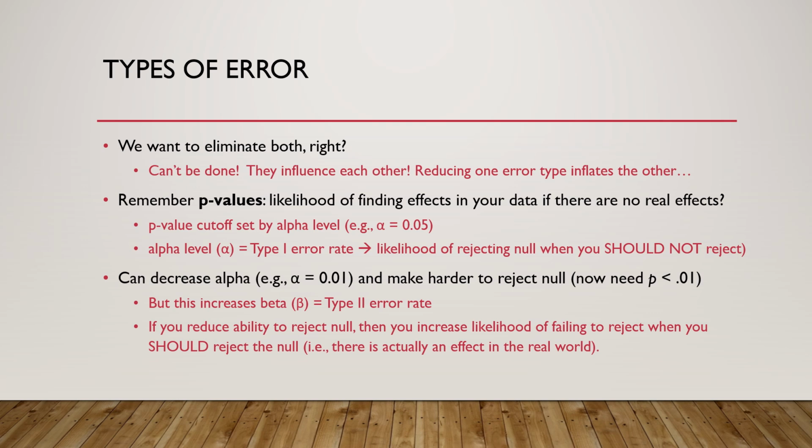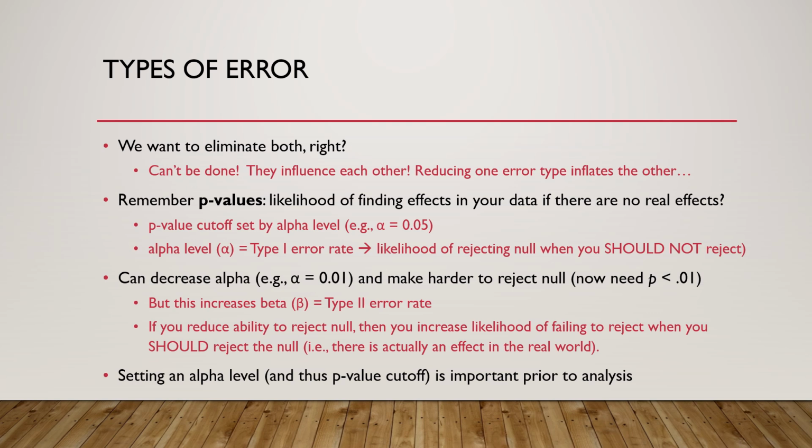And so as we decrease our alpha, we're going to increase our beta. You can think of this as if we reduce our ability to reject the null, we're making it harder to reject the null when we shouldn't. So by necessity we reduce our ability to reject the null. Then we're actually going to be increasing our likelihood of failing to reject the null when we should be rejecting the null, that type 2. So as you change your ability to reject the null, it's going to either increase or decrease our type 1 and type 2 error respectively.